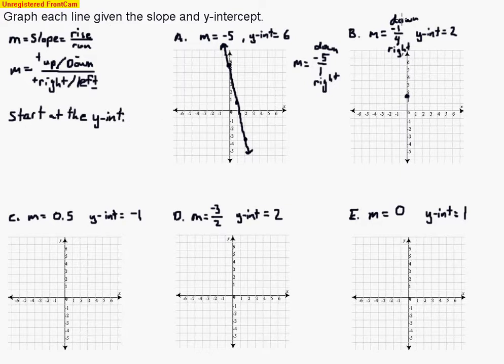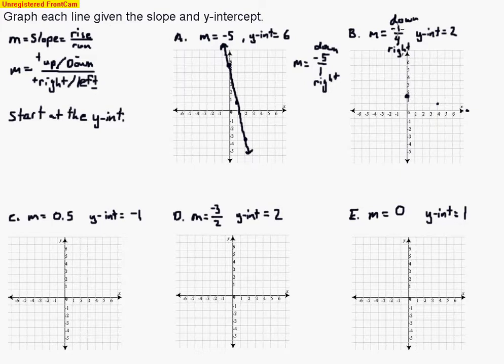So slope's telling me to go down 1 and then right 4. So down 1, right 4 spaces. 1, 2, 3, 4. I can do that again. Down 1, right 4. So 1, 2, 3. Oh, I ran out of room, but it'd be somewhere off here. Well, as you can see, the line's going in this direction, downhill from left to right, or uphill from right to left. Now, we could go the other way.